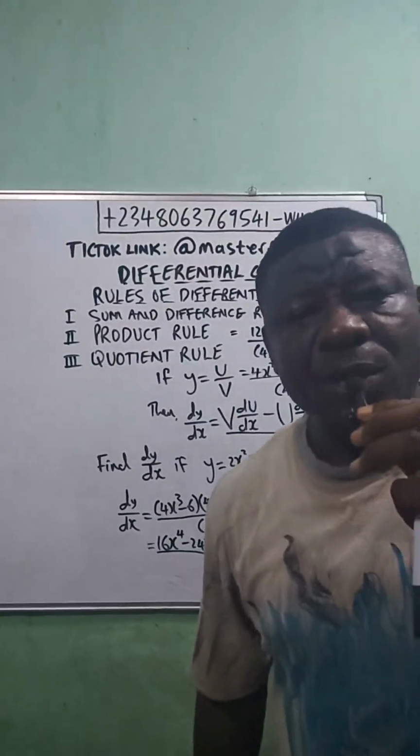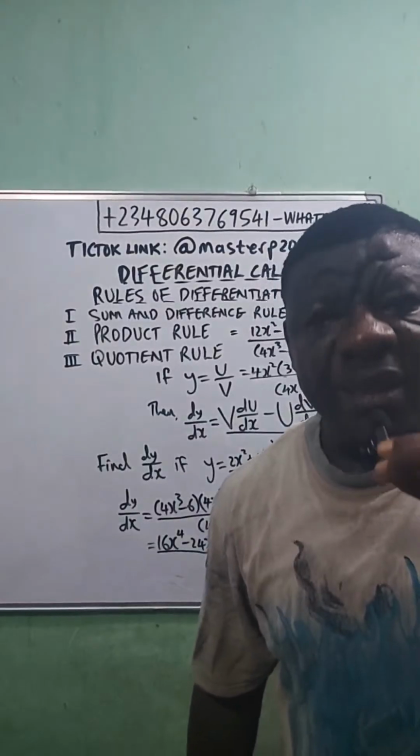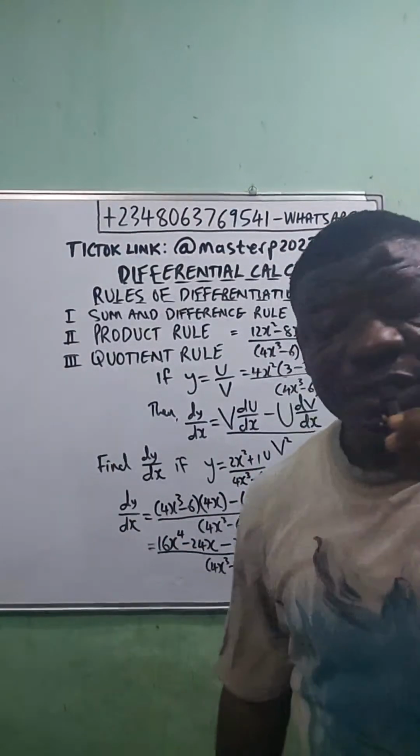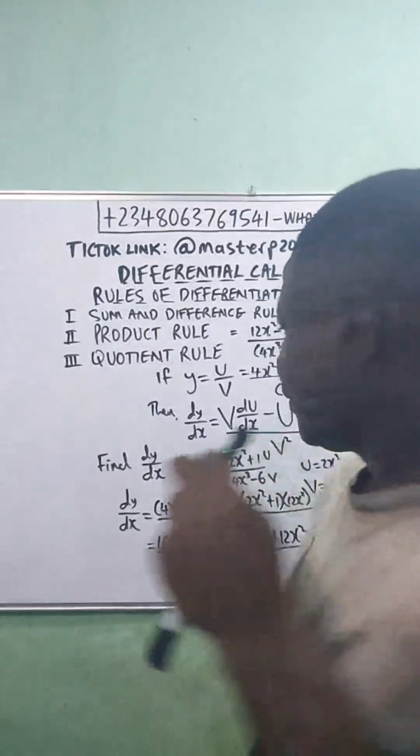The first one is the sum and difference rule. The second one is the product rule. Then the third one that we have just done is the quotient rule. Then the fourth one is the chain rule, or what we call the function of a function rule.